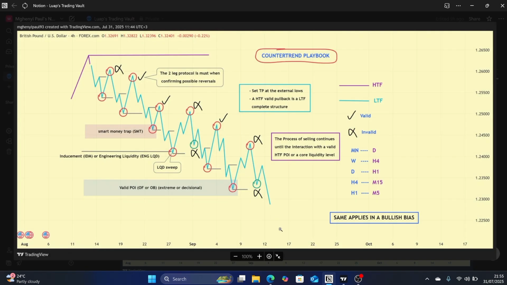I know I have not talked about the counter trend, so if you can understand anything from this, of course, you'll check it out, but this is not something that I'll be talking about right now. Yeah, you can clearly see everything. SMT, of course, will not give anything. So as price does that, continue selling. The process of selling continues until interaction with a valid high time frame POI or a core liquidity level. Same applies in a bullish scenario. Of course, you can clearly see this is a bearish scenario.